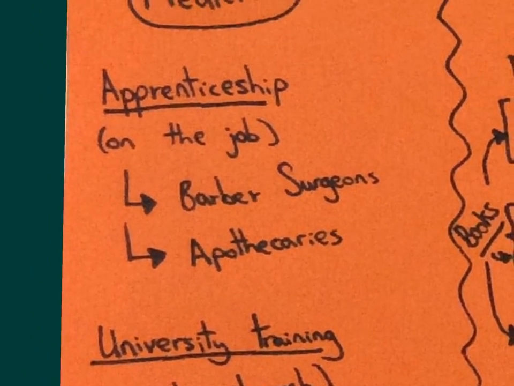Other methods of training in the medieval period included apprenticeship. Apprenticeship is learning something on the job, or watching someone else who's an expert doing it and learning by doing that and having a go. So for example, apothecaries, which is like a pharmacy today, so you might go to a pharmacy like Boots or a chemist's to get medicines today. Well, in medieval times a similar sort of thing was around, which was an apothecary.